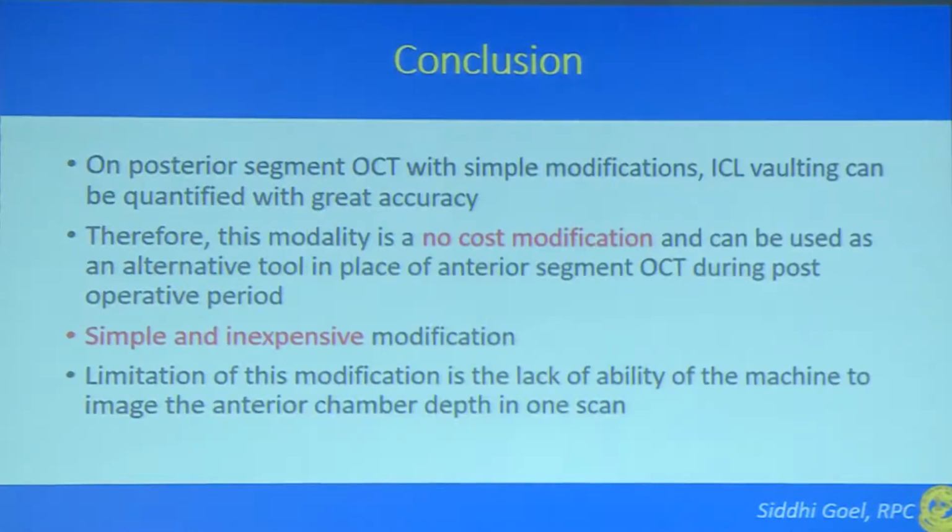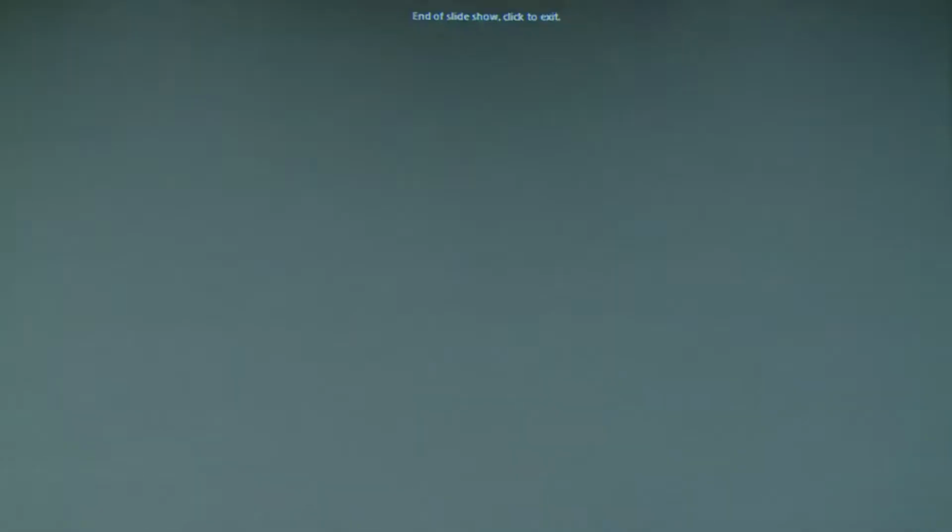Thus, I'd like to conclude by saying, on posterior segment OCT with simple modifications, ICL vaulting can be quantified with great accuracy. Therefore, this modality is a no-cost modification and can be used as an alternative tool in place of ASOCT during the post-operative period. It is a simple and inexpensive modification which can be used as a comprehensive ophthalmic imaging tool for both anterior and posterior segment evaluation. The limitation of this modification is the inability of the machine to image the anterior chamber depth in one scan. Thank you.